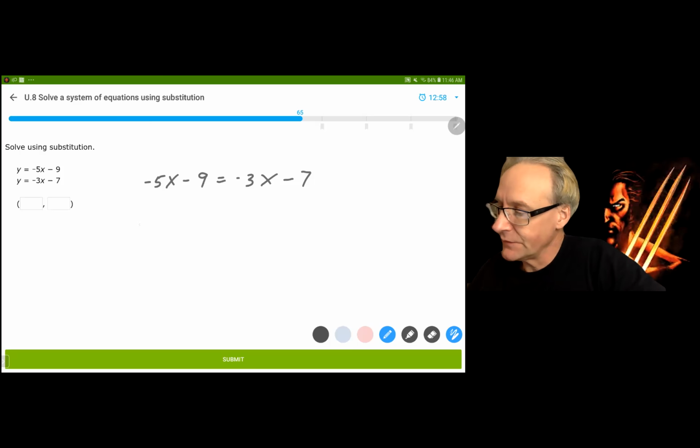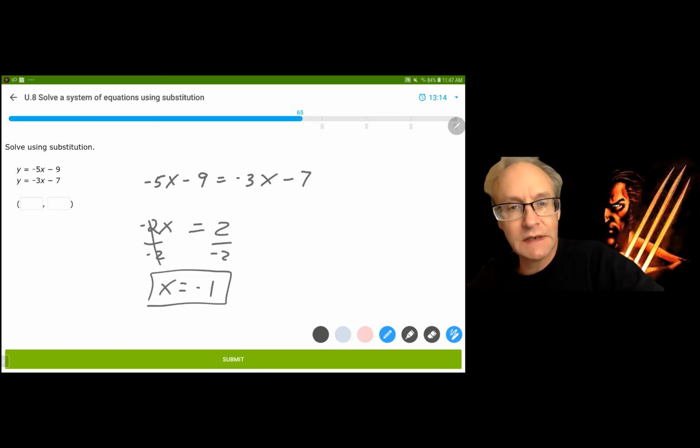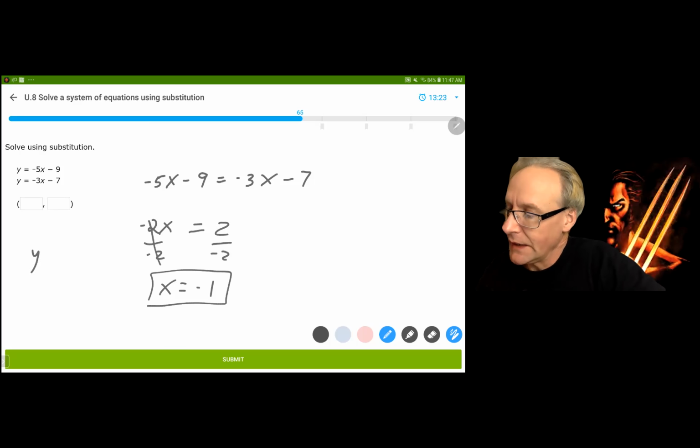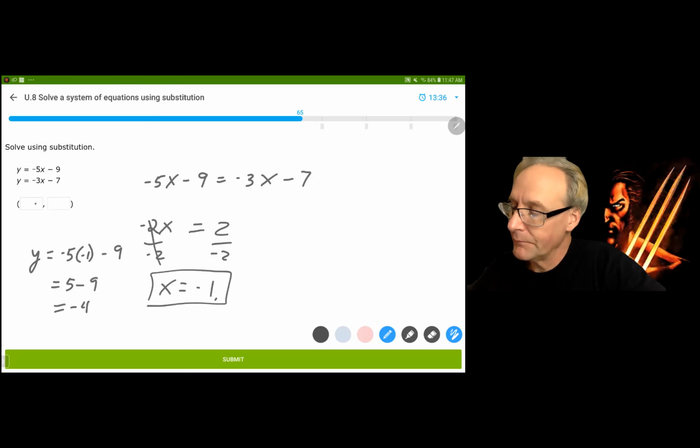Now, adding 3x gives me negative 2x, but I want it by itself, so I have to add the 9 to both sides, which gives me 2. Dividing by negative 2 on both sides gives me x equals negative 1. And I can substitute the negative 1 in and get 4. Sorry, negative 4. Don't want to make a sign error here. y is equal to negative 5 times x minus 9. That negative 1 makes 5 minus 9, which is negative 4. So we're talking about negative 1, negative 4.